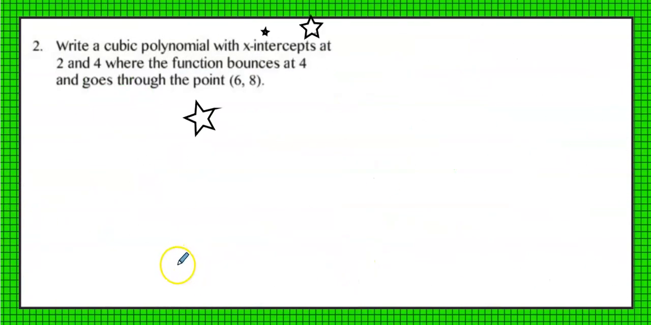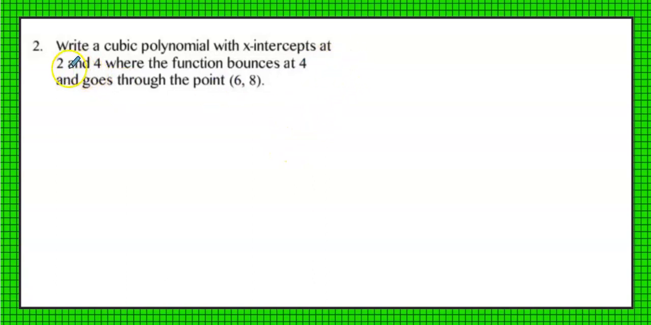Okay, so number 2 also asks for a cubic polynomial. So we know again that our total degree, when we add up the exponents on the factors, is going to be a 3 again. It gives us 2 x-intercepts this time. Remember, x-intercepts, roots, zeros all mean the same thing. So you might have problems that say x-intercepts. You might have another one that says zeros. It's all the same thing.